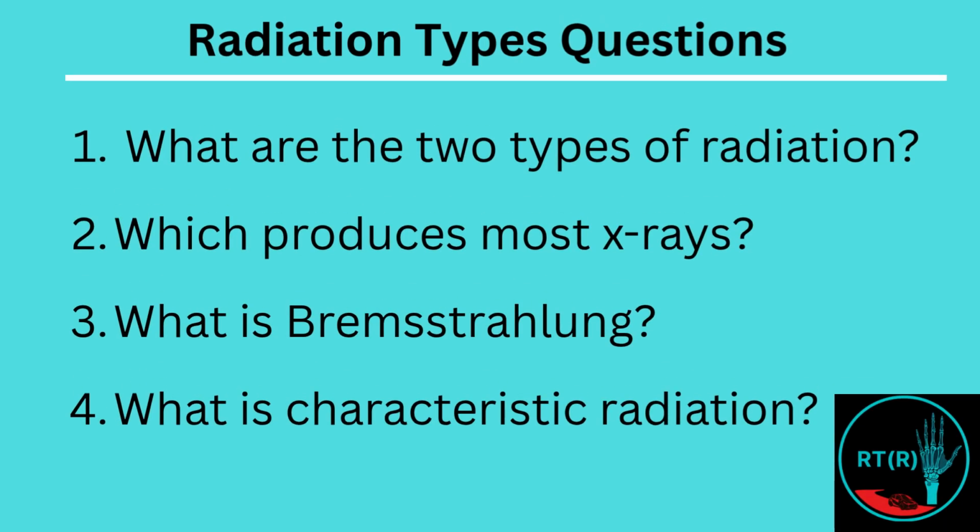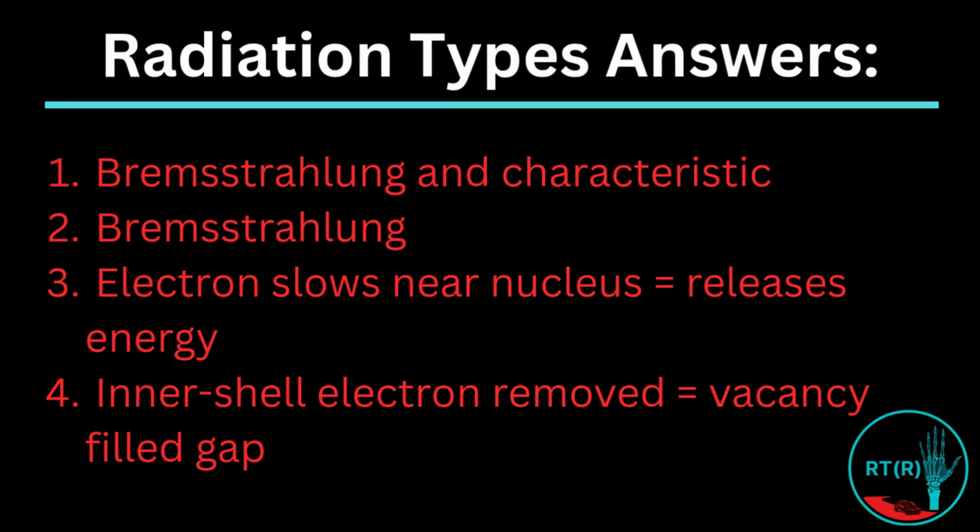Next set of questions. What are the two types of radiation? Which produces most X-rays? What is Bremsstrahlung? What is characteristic radiation? Let's check the answers. What are the two types of radiation? Bremsstrahlung and characteristic radiation. Which produces the most X-rays? Bremsstrahlung. What is Bremsstrahlung? An electron slows near the nucleus and then releases energy. And what is characteristic radiation? A K-shell electron is ejected, the vacancy is filled, and energy is released.